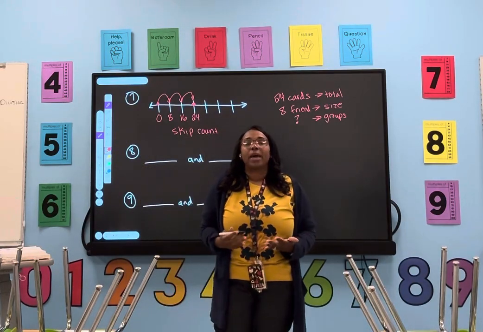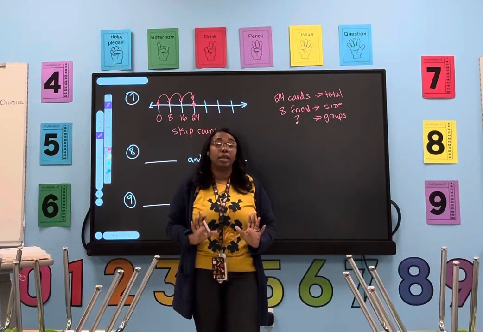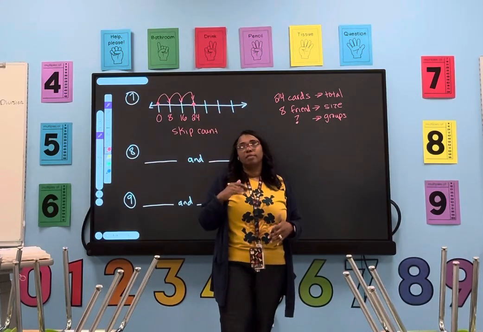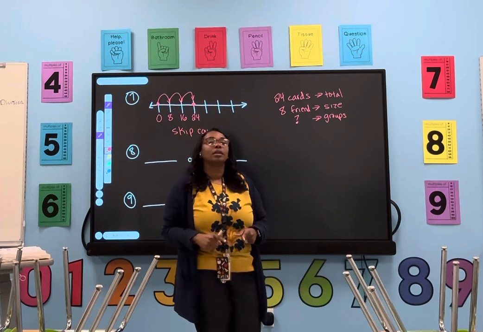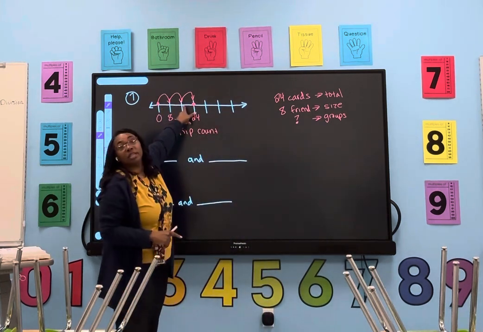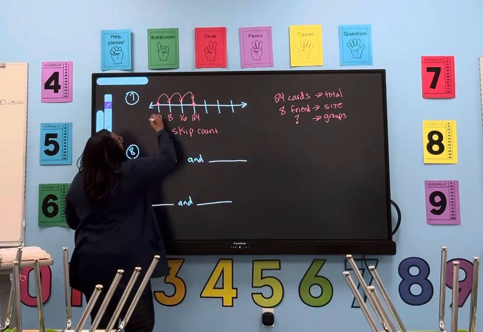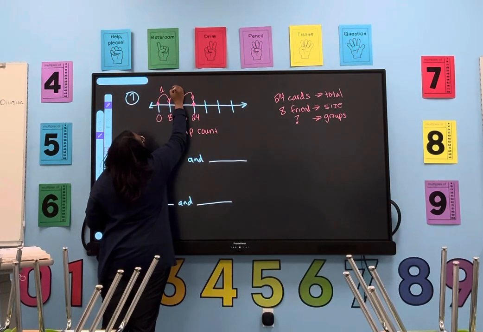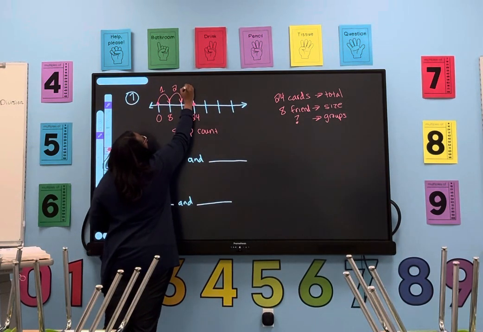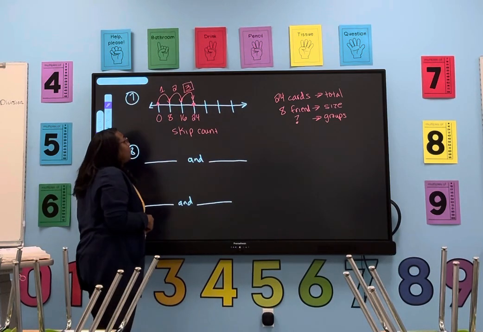Now I'm just going to go back and count my jumps just to make sure, because you know Ms. Newman loves a check. I'm going to make sure how many jumps I have. So this was 1 jump, 2 jumps, 3 jumps, and I stopped at 3.